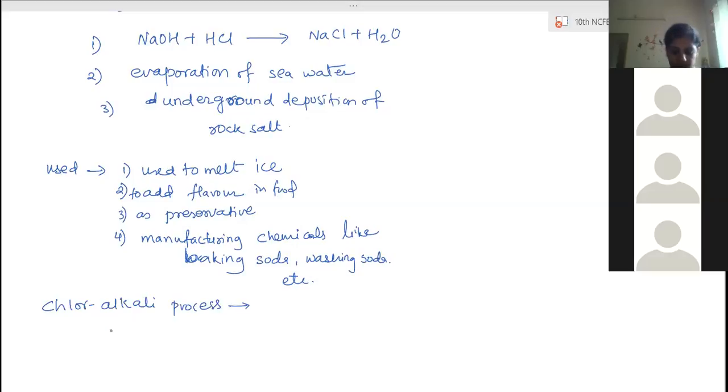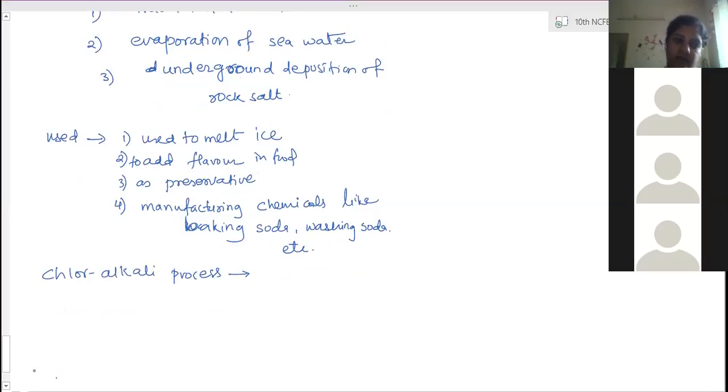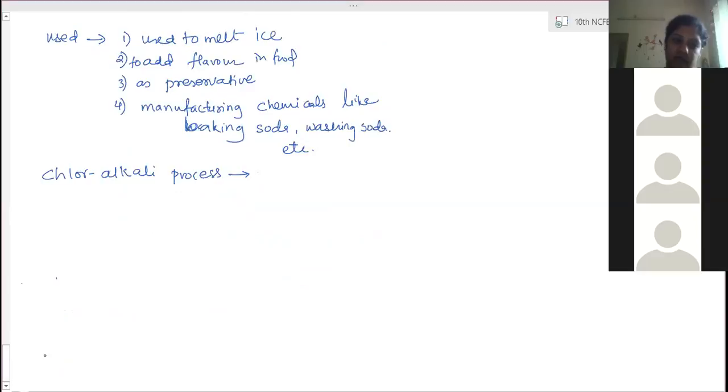When current is passed through brine solution, that is aqueous solution of sodium chloride, it forms sodium hydroxide, chlorine gas, and hydrogen gas. It forms alkali, which is sodium hydroxide, and chlorine, so it's called chlor-alkali process. Yes, very good. And the reaction is? 2NaCl plus 2H2O gives 2NaOH plus Cl2 plus H2. Condition? Current. If you don't write it, you will not get any marks for that.